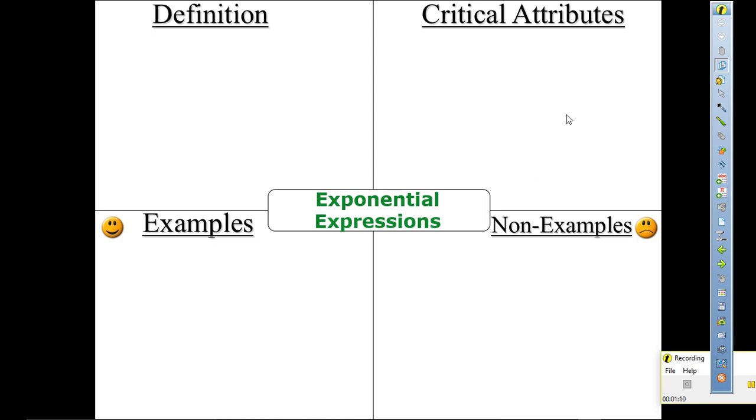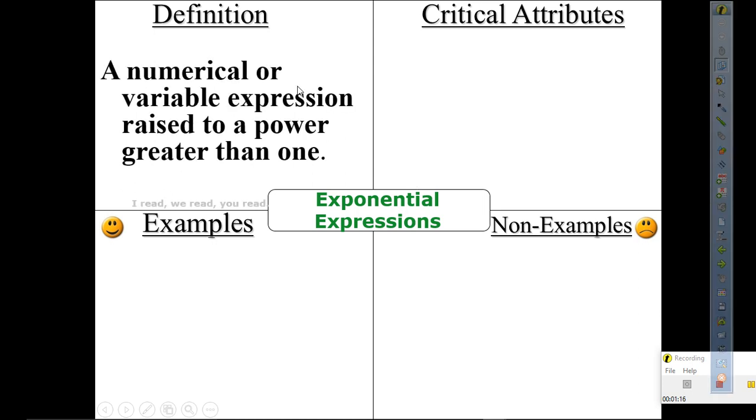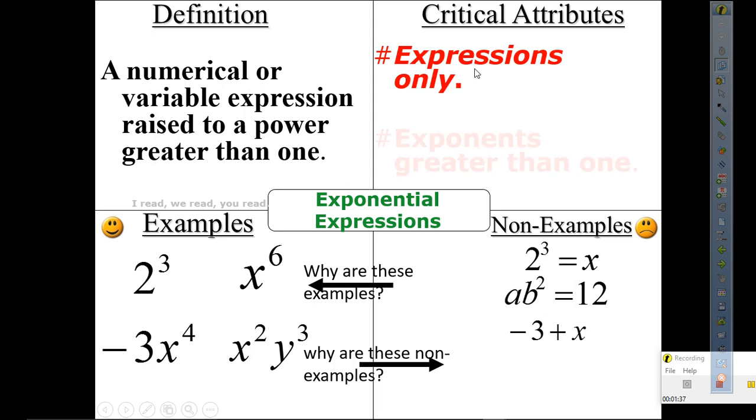All right, let's see if it looks something like this. Since you already shared it with your neighbor, you wrote a numerical or variable expression raised to a power greater than 1. Hence, if you got something like that. Very good. How about examples? Who got some examples that look something like this? Good. How about non-examples? Something like that? Yes. And a couple hashtags? Yes. All right.